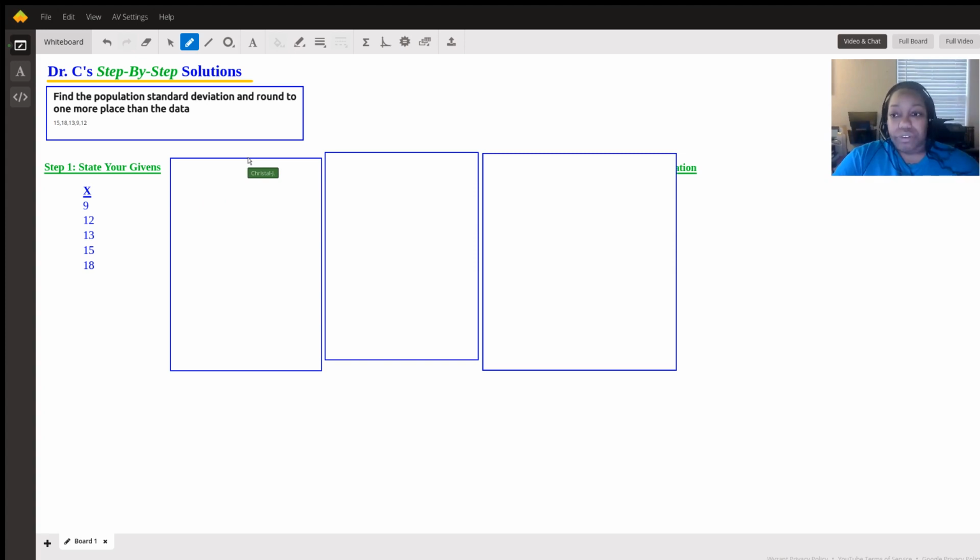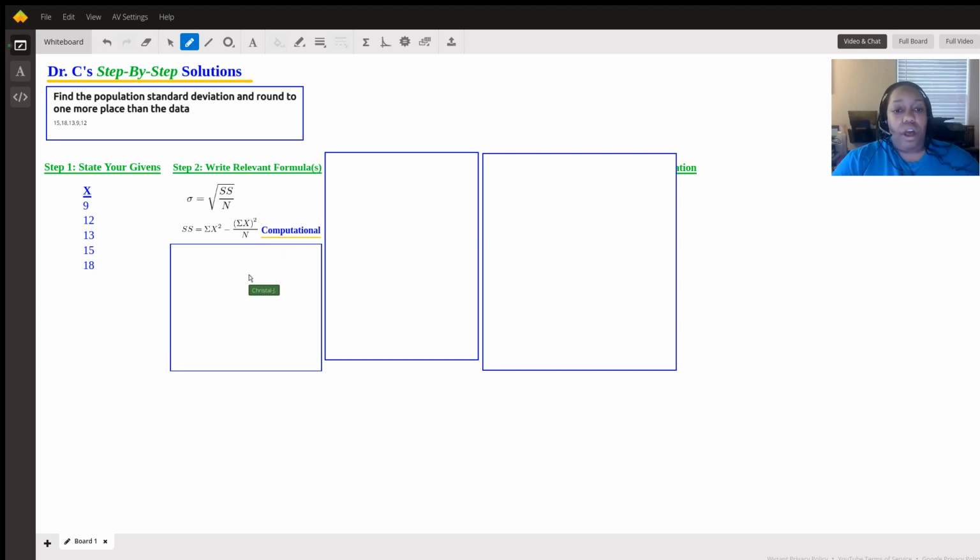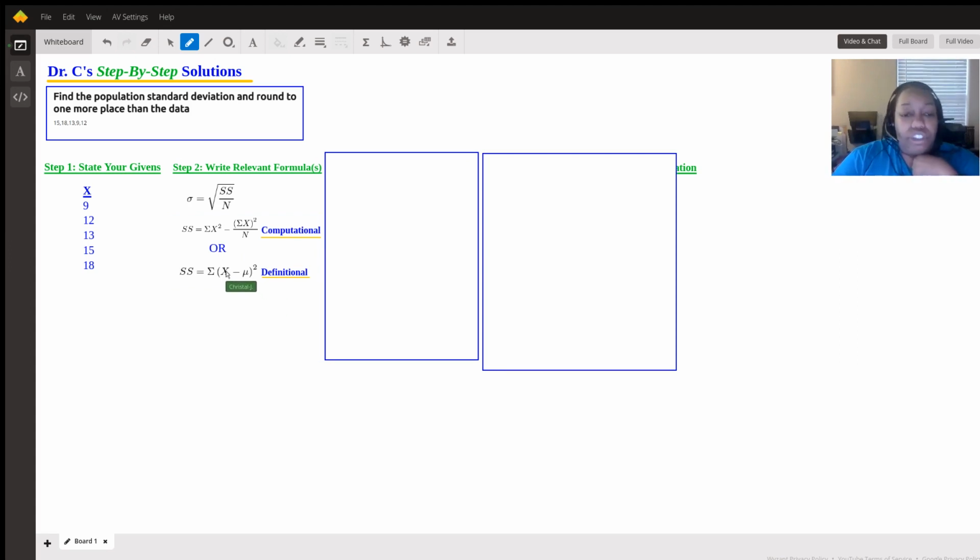After you state your givens, you need to write out the relevant formulas that are going to assist you in solving the problem. It does say to find the population standard deviation, so we're essentially going to do standard deviation, which is the square root of the sum of squares over n. Now, for sum of squares, we have two ways to solve this. We have the computational formula, which is what we're going to be using today, and then we also have the definitional formula. You historically will see this one. I personally think it's way too many steps, so due to that, we're just going to use the computational formula.